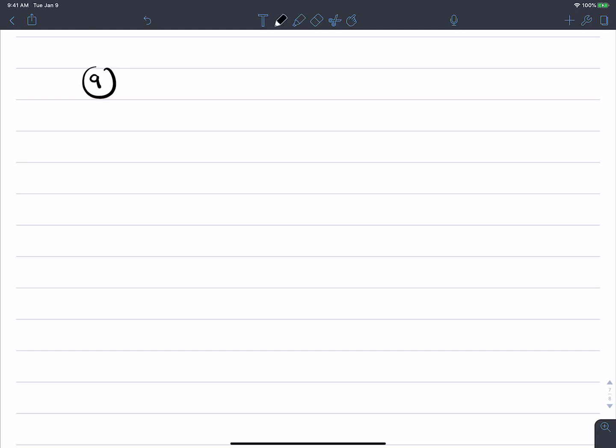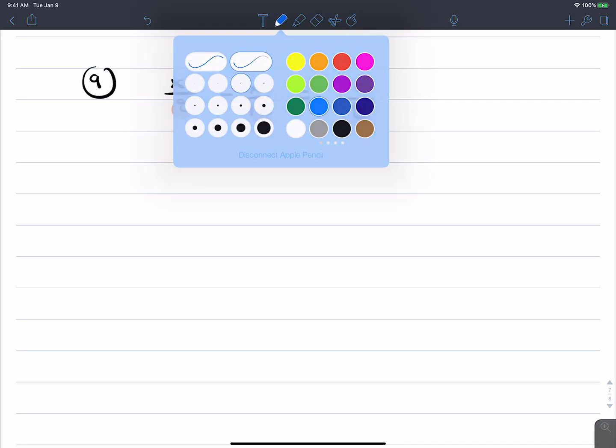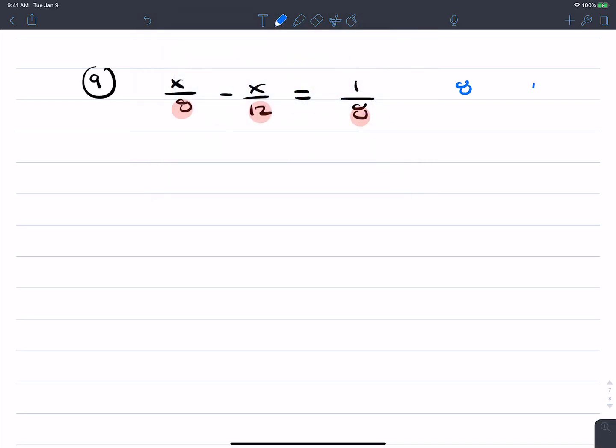Number 9. x over 8 minus x over 12. What does that equal? 1 over 8. Is that 1 over 8? Okay. So again, we're going to use the LCM of the denominators. Since I have an 8 duplicated, do I have to write it down 2 times? The answer is no. 1 is appropriate. Are you guys okay with that?